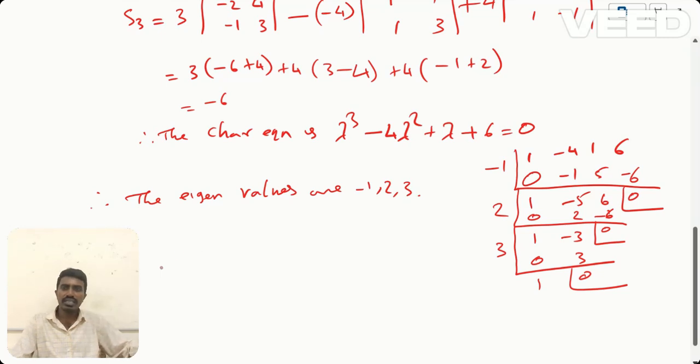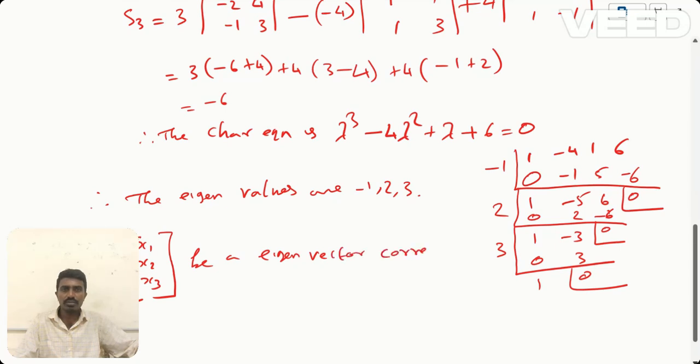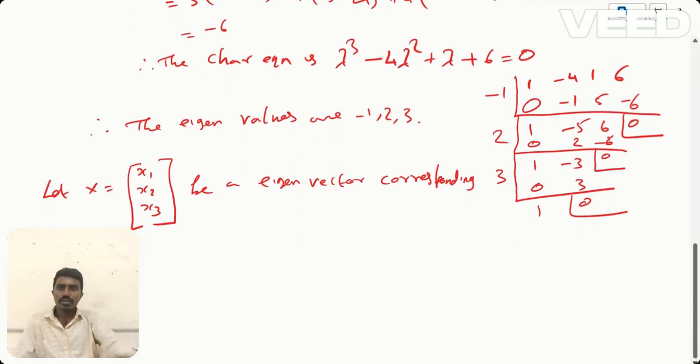Now we need to find the eigenvector. Let x equal to x1, x2, x3. Since we are considering a 3 by 3 matrix, the eigenvector is a 3 by 1 vector, a column matrix. Let x be an eigenvector corresponding to the eigenvalue lambda. Therefore A minus lambda I into x equal to 0.